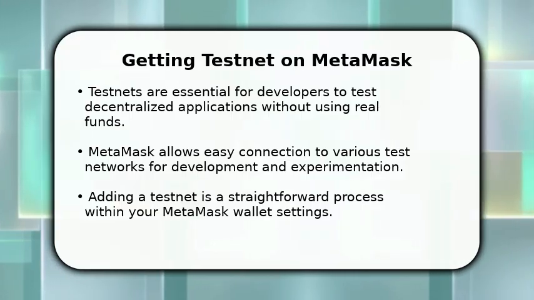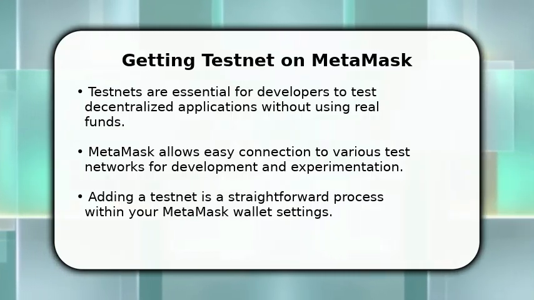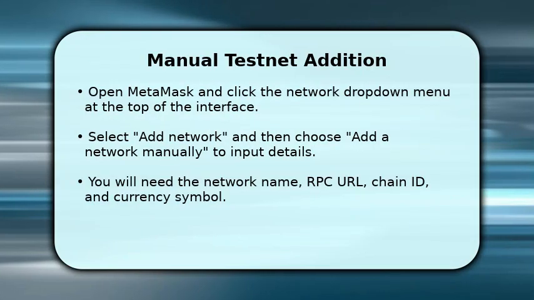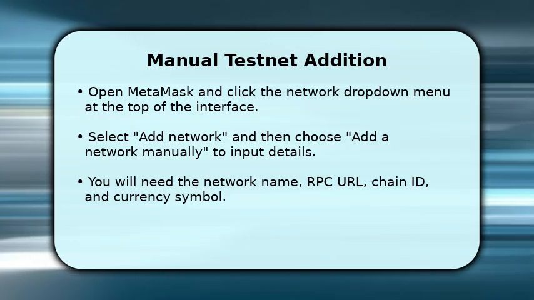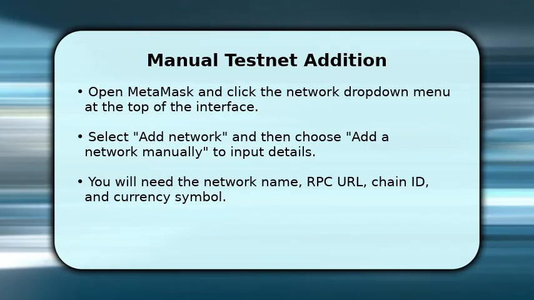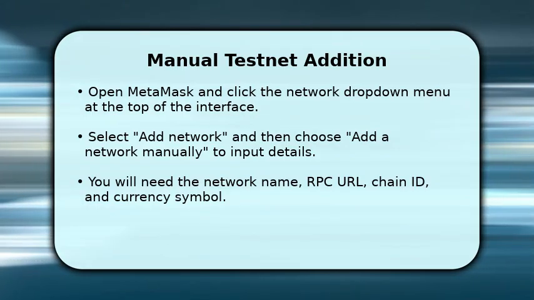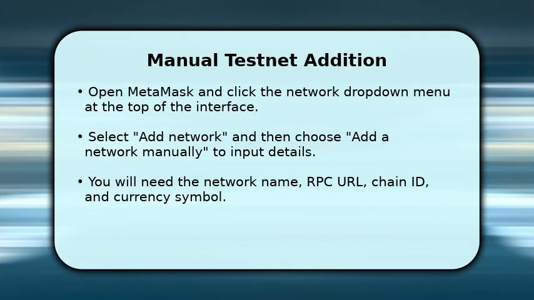We will explore 2 easy methods to add these networks to your wallet. First, let's look at the manual method. Open your MetaMask wallet and locate the network selection drop-down at the very top. Click on it, then choose Add Network. From there, select Add a Network manually. You will then be prompted to enter specific details like the network name, a new RPC URL, the chain ID, and the currency symbol. Ensure these details are accurate for the desired testnet.